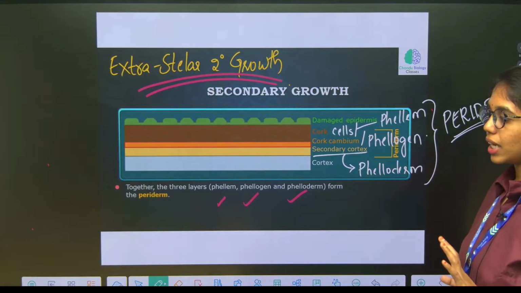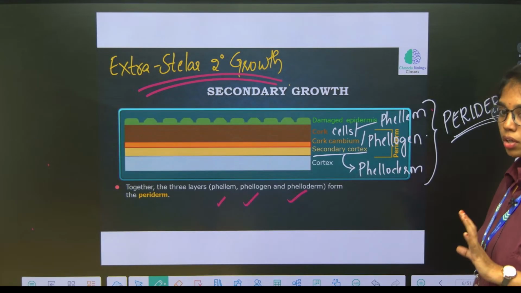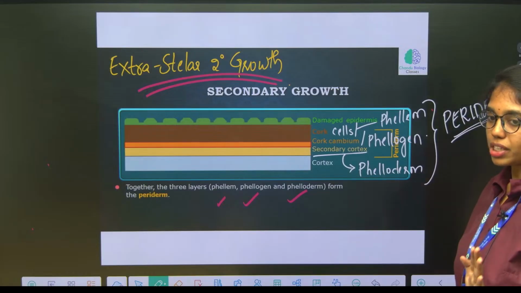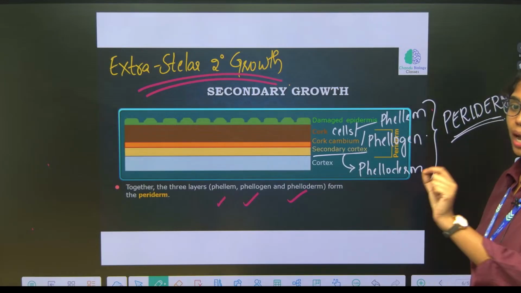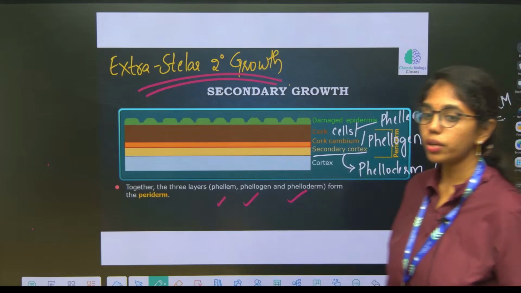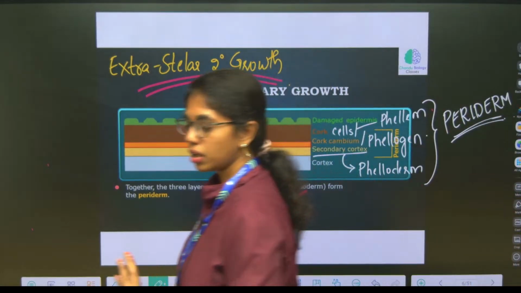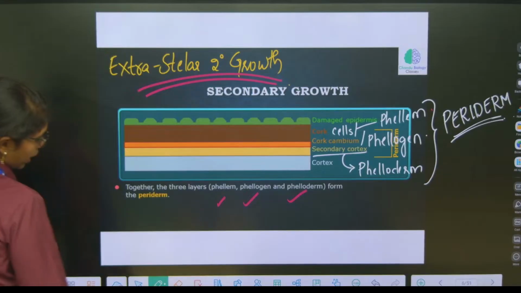So, extrastellar secondary growth is also clear to you? Fine. From epidermis to the pith region, you have to know the order. Then we will look into the secondary growth in the root and stem, dicot root and dicot stem.